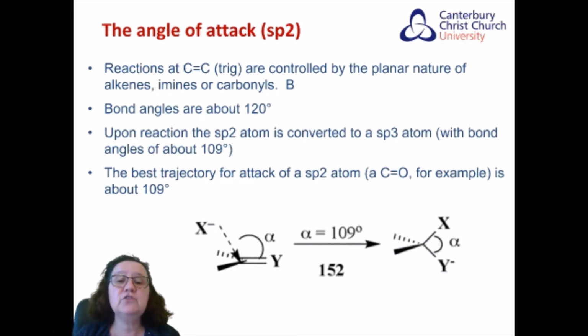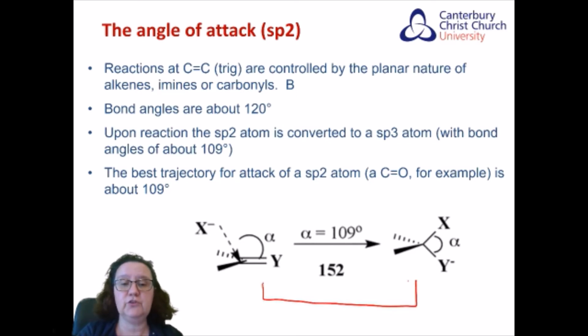So the best trajectory for that transformation to happen is if the atom attacking, your X in this case, attacks at an angle of about 109. So this is what this example is trying to show you. You're attacking a planar structure from roughly 109 degrees, and you end up with that tetrahedral structure with angles roughly 109, which would be the angles for a perfect tetrahedron.